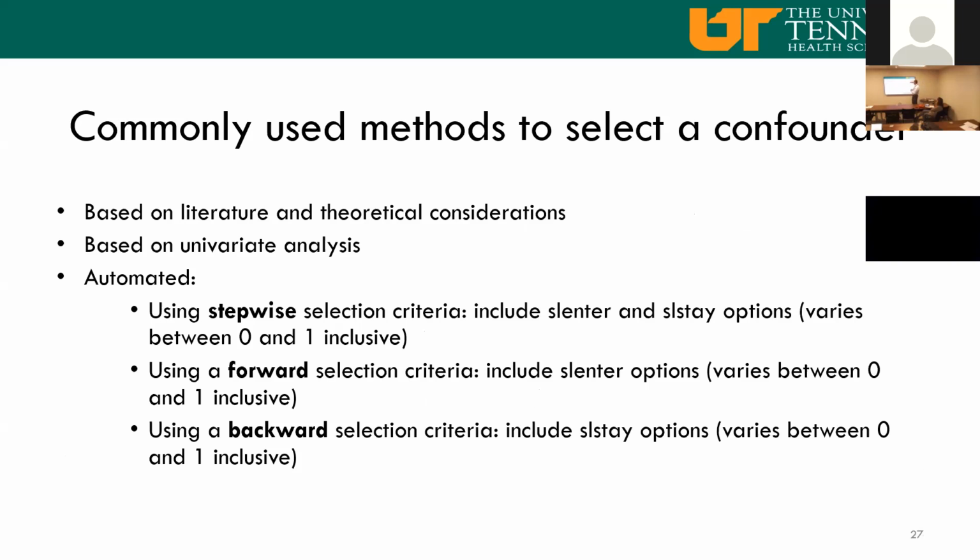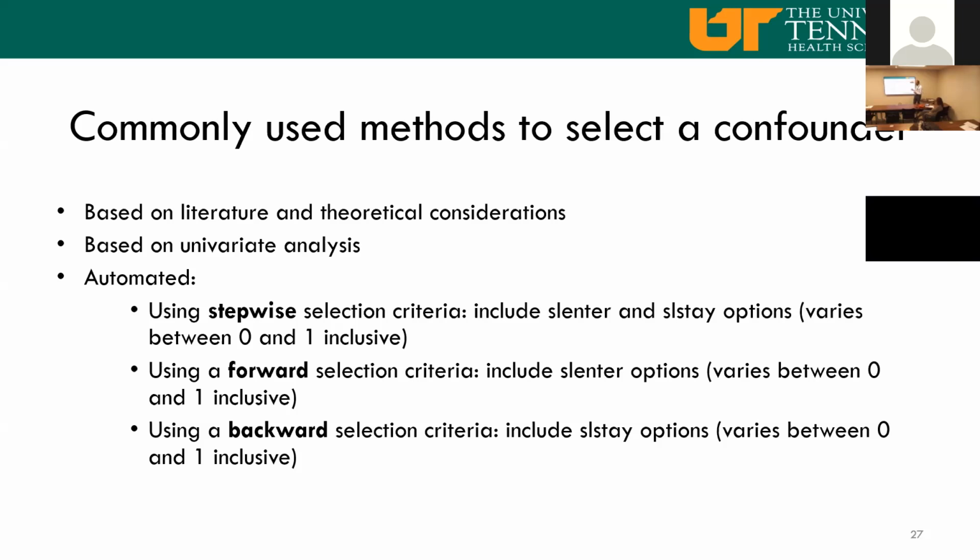So the commonly used methods to select a confounder are based on the literature and theoretical considerations. Even if sometimes the variable does not have a p-value less than 0.05, you still decide to keep the variable in the model based on the literature and theoretical considerations. Age is one of the common confounders. Usually, in epidemiological studies, age is almost every time suggested as a potential confounder. Gender is the same.